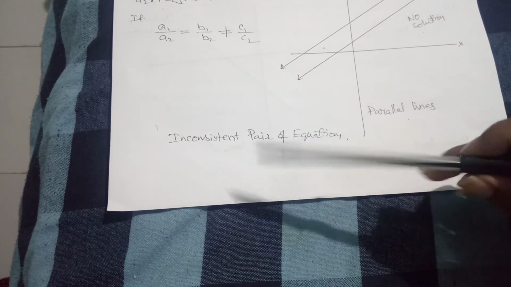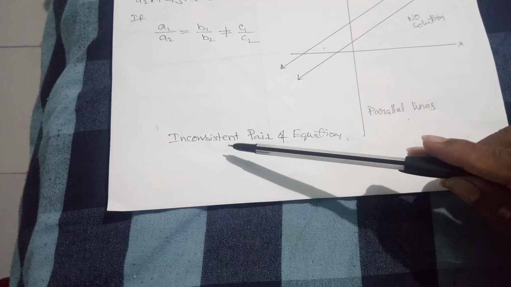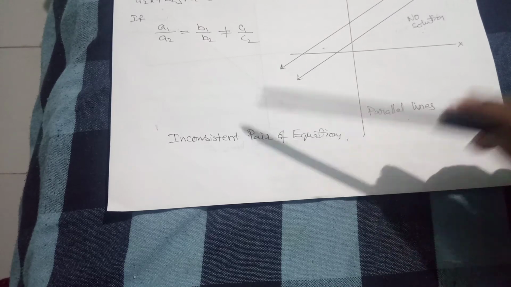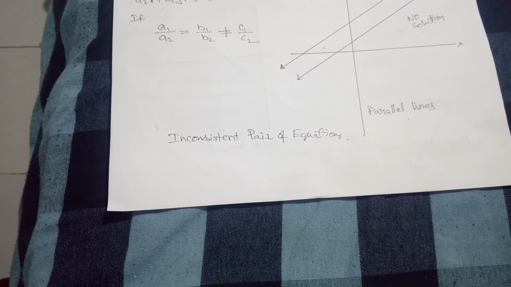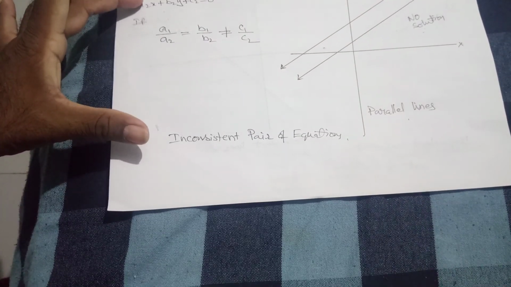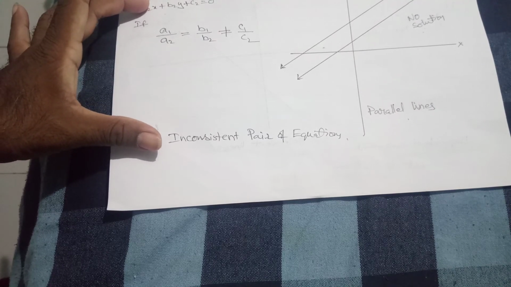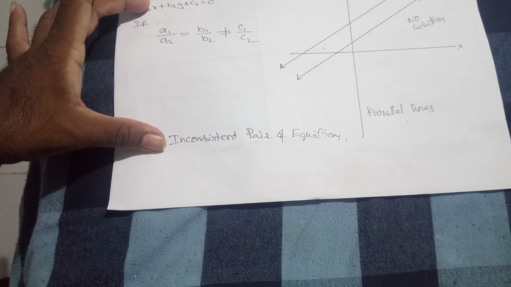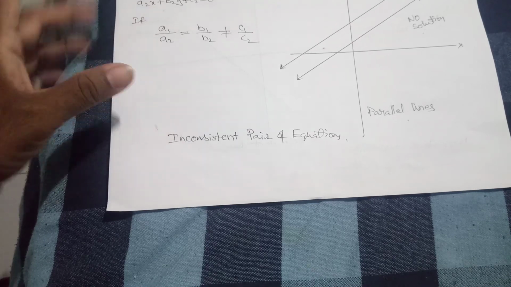We can state that the pair of equations are inconsistent. Therefore, an inconsistent pair of equations. These pairs of equations, we can call them inconsistent because there is no solution for them. That's all.